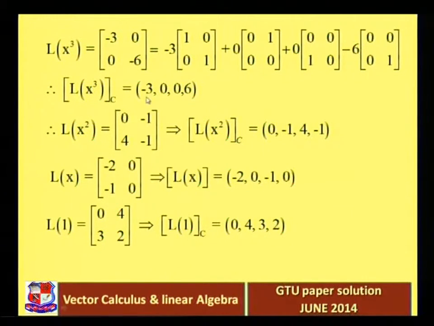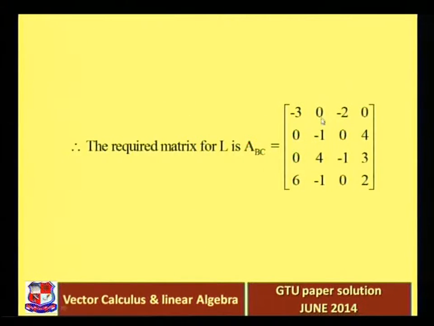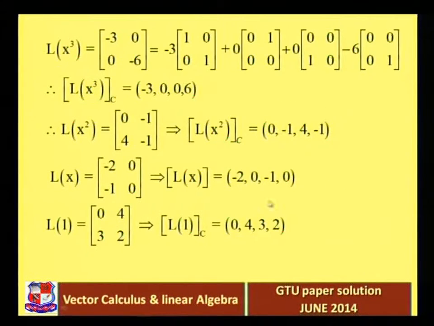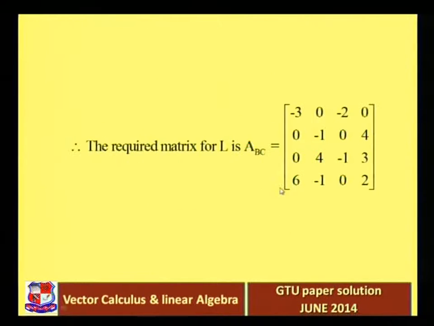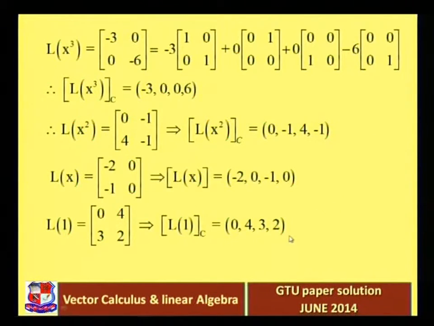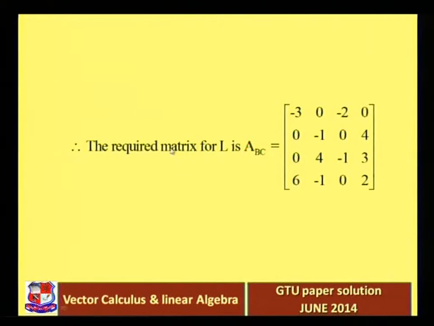Put all these vectors in the columns. The first column is minus 3, 0, 0, 6, that we already saw. The second column is 0, minus 1, 4, minus 1. The third column is minus 2, 0, minus 1, 0. And the fourth column is 0, 4, 3, 2. So this is the required matrix for L. We call it A, B, C, that is equal to this matrix. Okay. So this question was completed here.